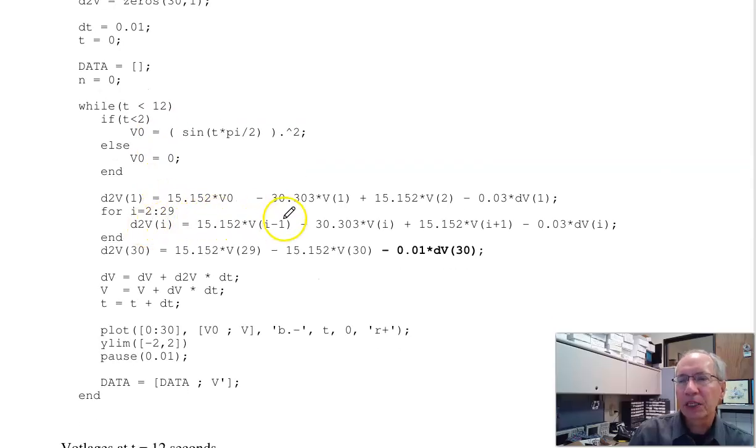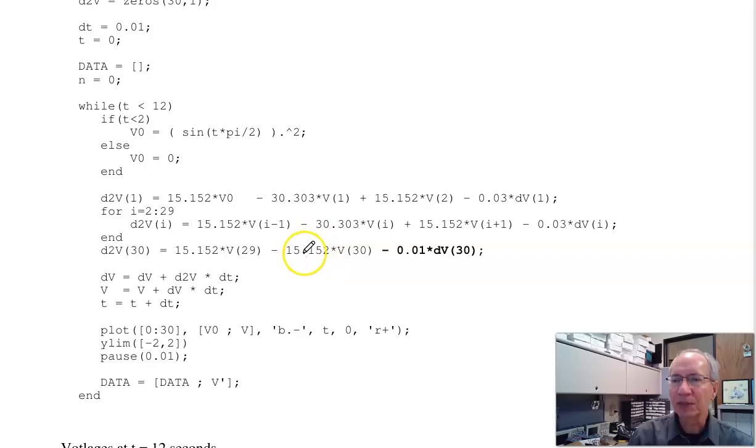Between nodes 2 and 29, just take at the ith node, go i minus 1, i plus 1. These all stay the same. And the last node. So this handles all of them. Matlab hates the index 0, so I can't do a v of 0. Matlab will hate that. But I can have a variable called v0. And here's the last node.